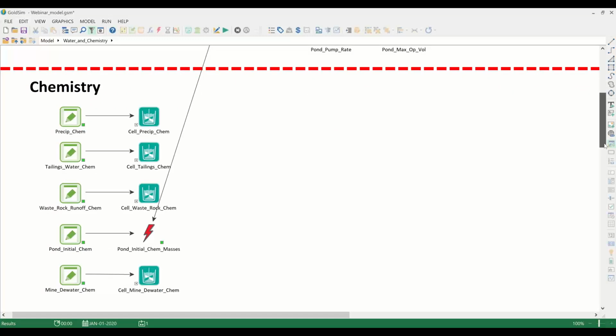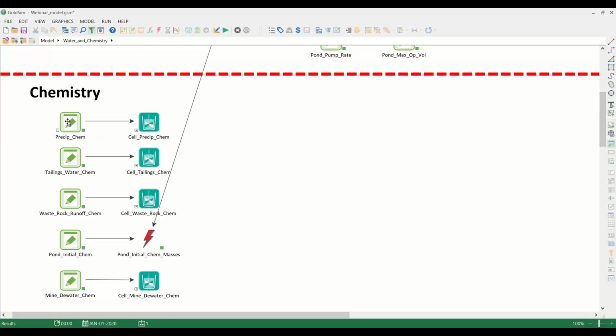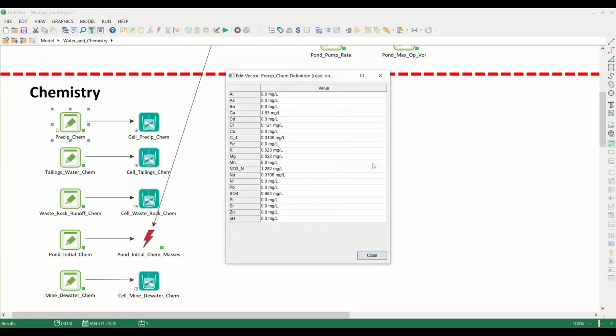Now, it's probably debatable whether you need one for precipitation chemistry, because really that's sort of like distilled water. But I did have a chemistry in this case, so I put it in just to make it complete. But you can see the concentrations are really low. And a lot of these are zeros because I didn't have concentrations for everything.